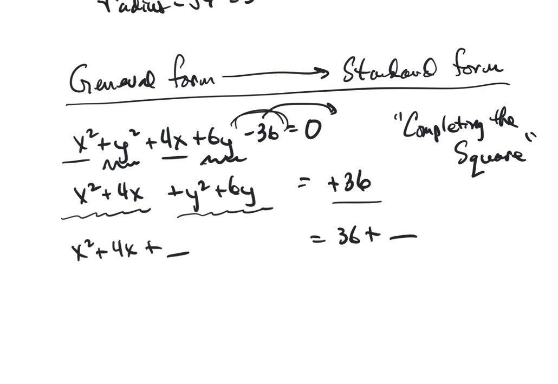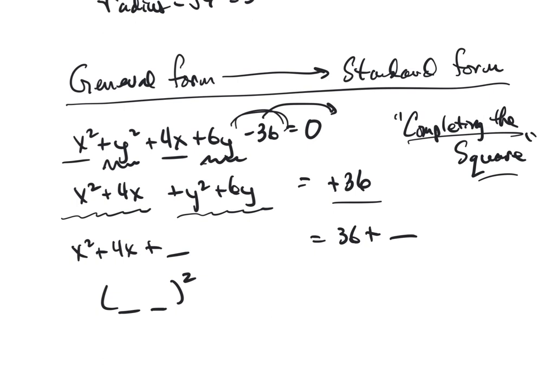But I'm not going to add a 17. I'm not going to add a 35. I'm going to add something else. Well, how do I figure out what I'm going to add? I do the following, which is called completing the square. I'm going to form a binomial, which is two terms, squared.